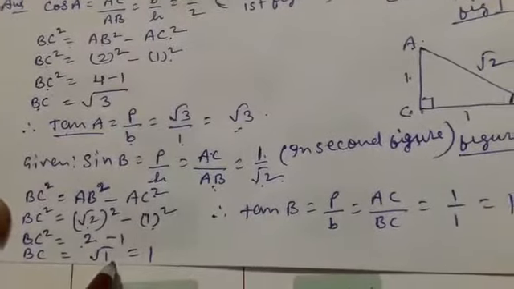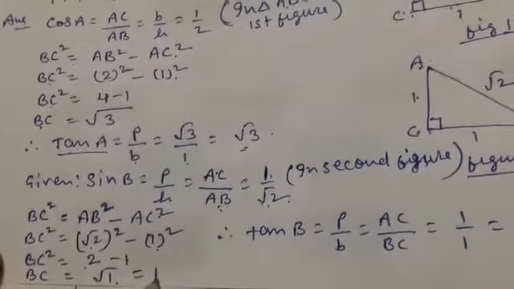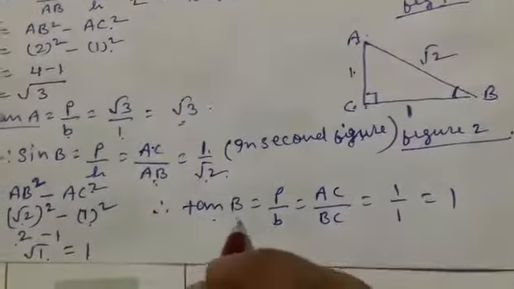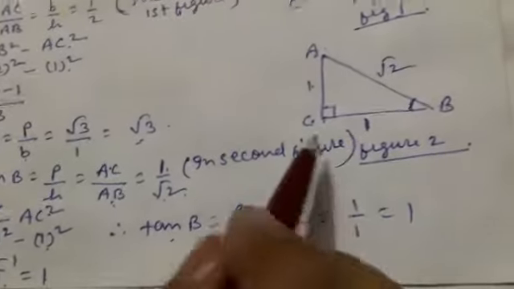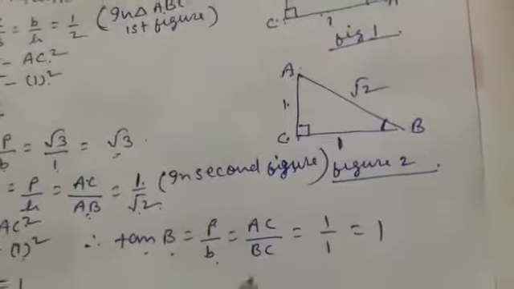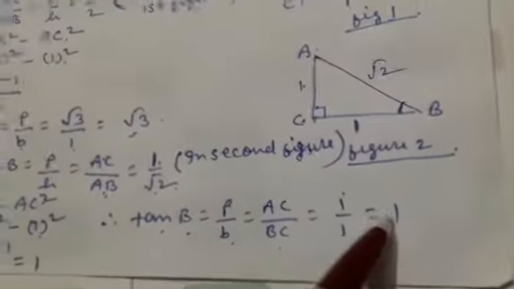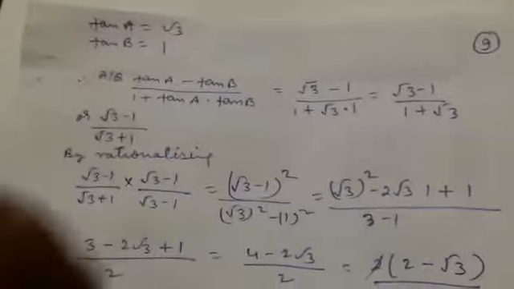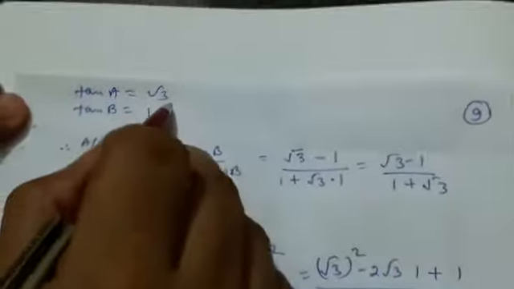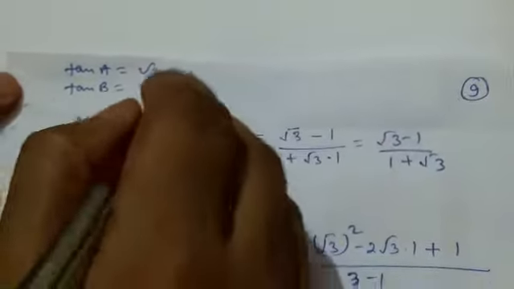So BC is equal to root 1, that is equal to 1. So BC is equal to 1, we got its value. Now tan B is equal to what? P by B means AC by BC, that is equal to 1 by 1, which is equal to 1. Now we got the value of tan A equals root 3 and tan B is equal to 1. This is what we proved.